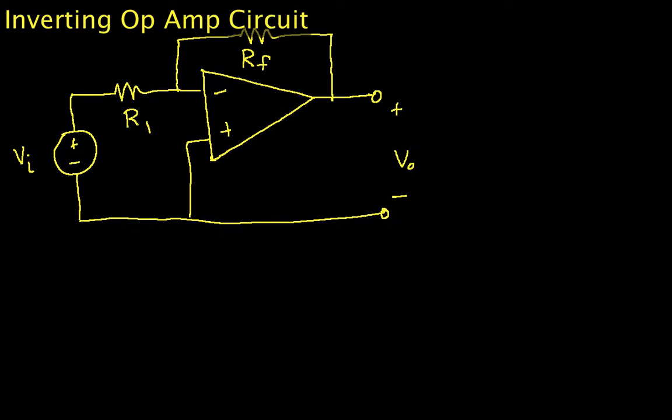Welcome to this video in which we will analyze an inverting op-amp circuit and show you how to use it to create a circuit that has gain as well as changes the sign of the input. That is, the output will be some multiple of the input but with a negative sign. So let's begin. We'll do this analysis using the ideal op-amp model.